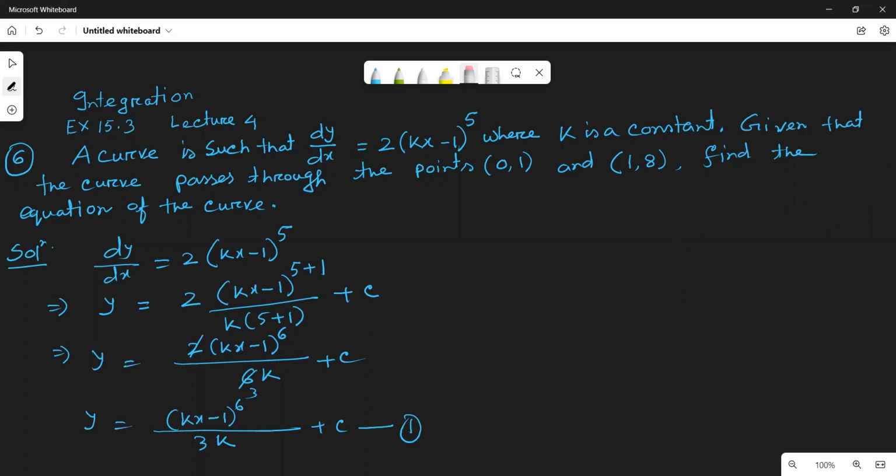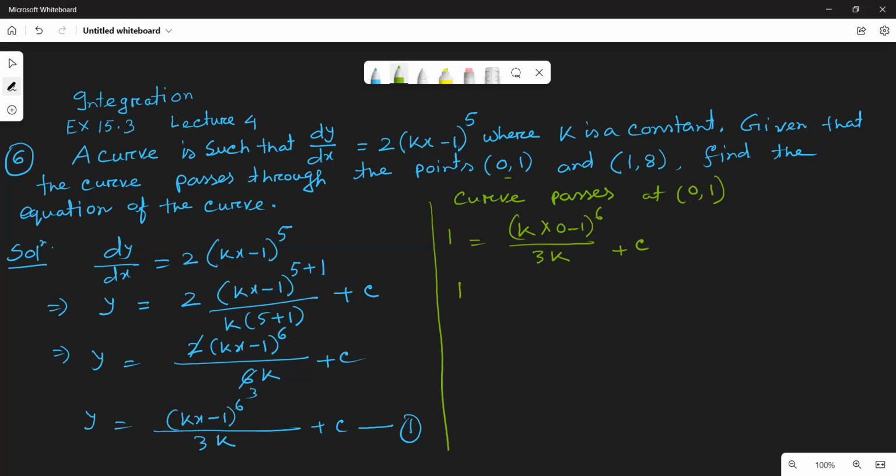Now, this curve passes through (0, 1) and (1, 8). So at first we have to put (0, 1) in this equation 1. Curve passes at (0, 1). So in place of x, we have to put 0. In place of y, we have to put 1 in equation 1. So 1 equals to (k into 0 minus 1) to the power 6 by 3k plus c. So we'll get here 1 equals to 1 by 3k plus c. Therefore, c equals to 1 minus 1 by 3k.